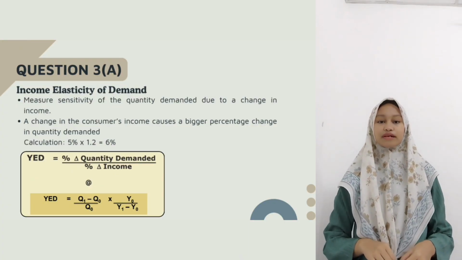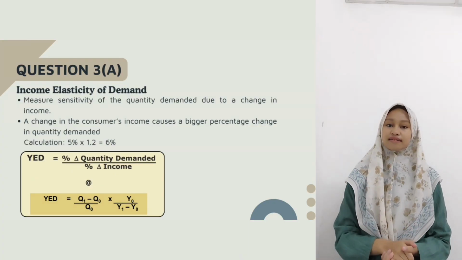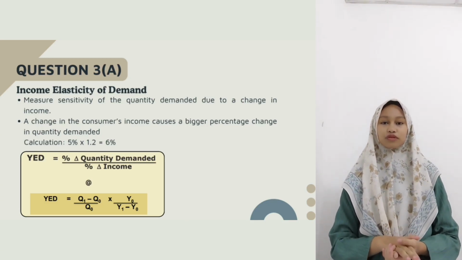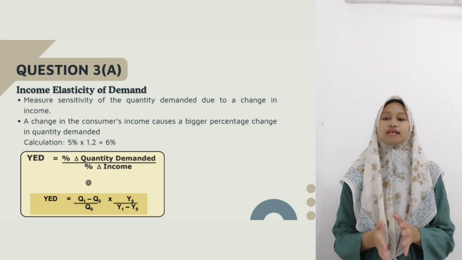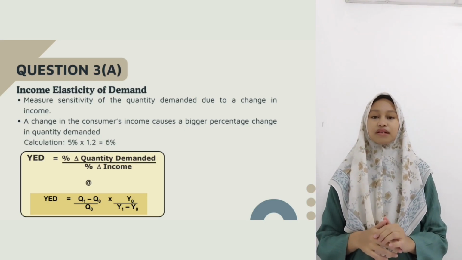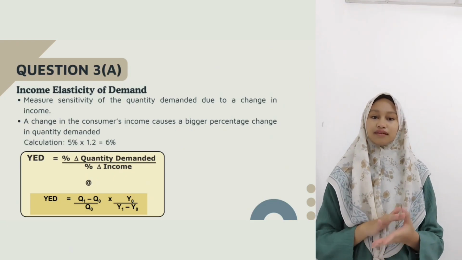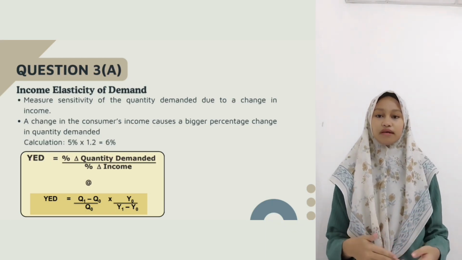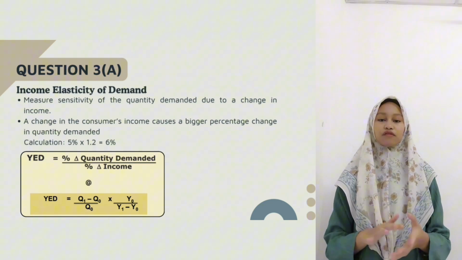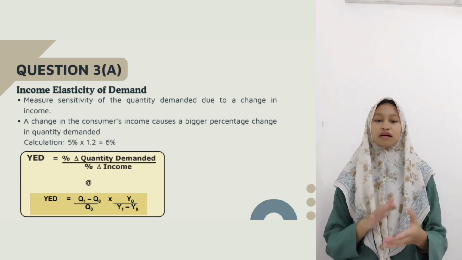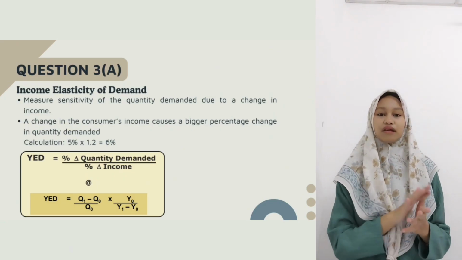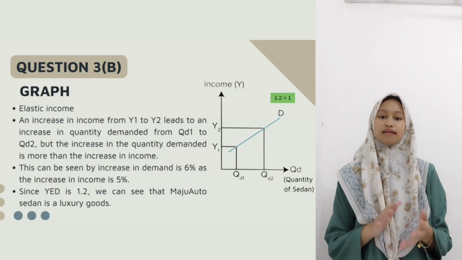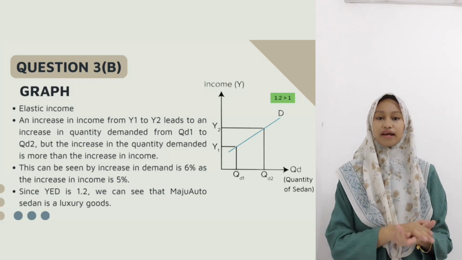And I'll be explaining question 3. So, income elasticity of demand measures the sensitivity of the quantity demanded to a change in income. So, a change in consumer income causes a bigger percentage change in quantity demanded. The formula of YED, which is income elasticity of demand, is percentage difference of quantity demanded divided by percentage difference of income. The graph shows elastic income, which shows that the sedan is a luxury item.